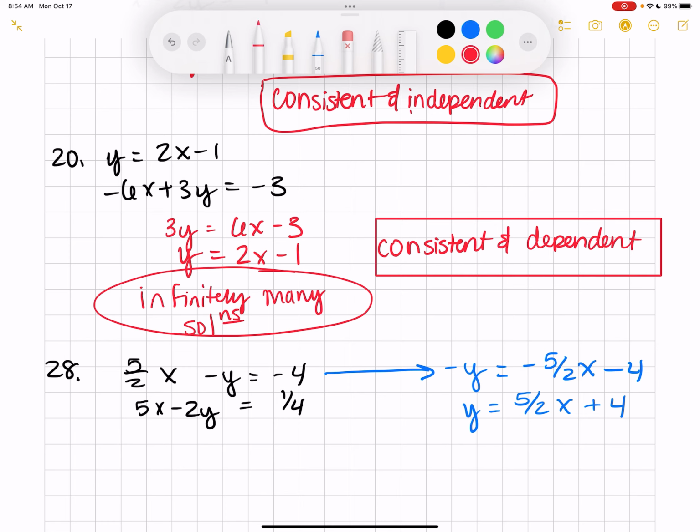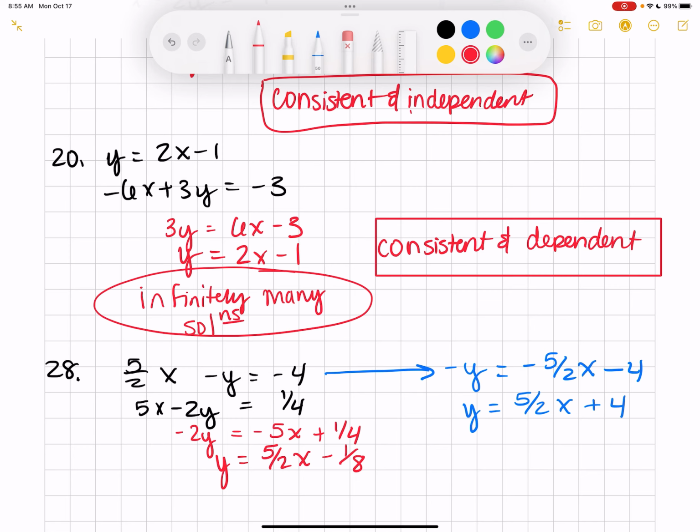And then the other one, -2y equals -5x plus 1/4. Then divide by the -2, y equals 5 halves x minus 1/8. Okay, because 1/4, if you divide that by 2, it's the same as multiplying by 1/2.